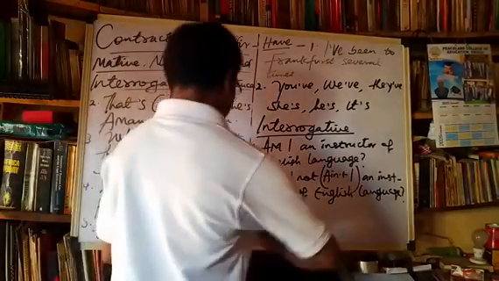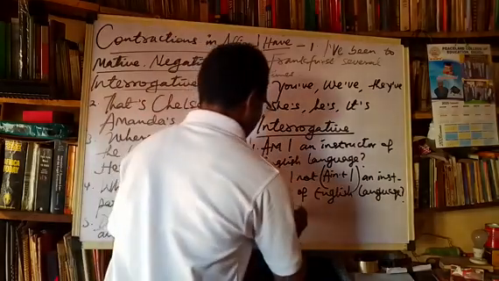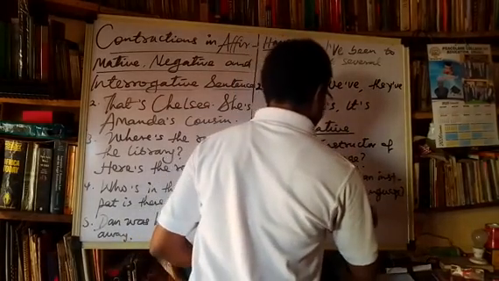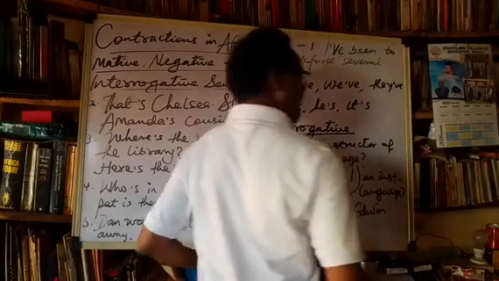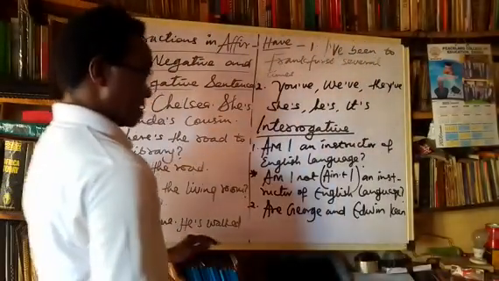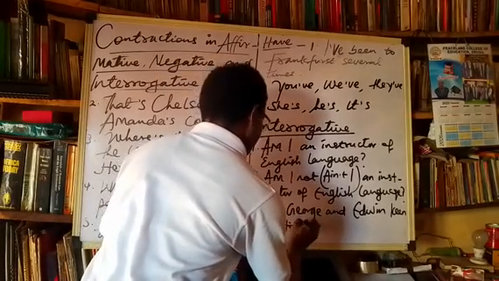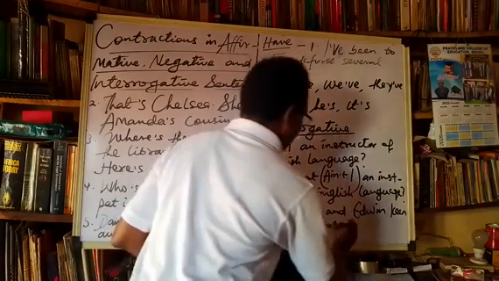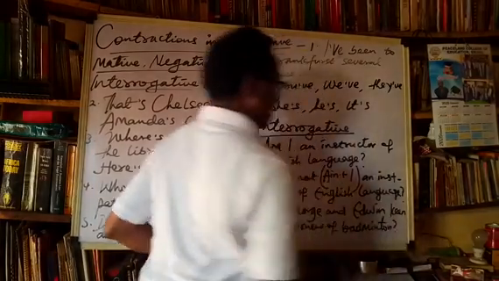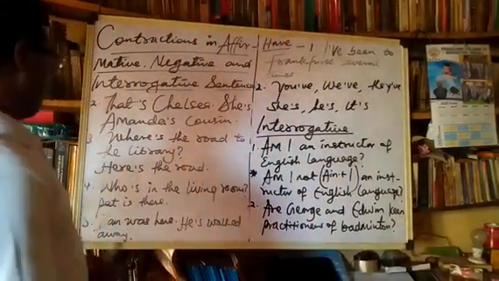Now, if we say George and Edwin are keen practitioners of badminton, then the question mark follows. Are George and Edwin keen practitioners of badminton?